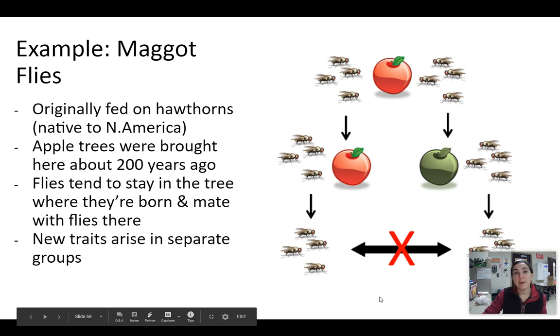We're going to continue talking about this process and looking at more examples over the next couple days.